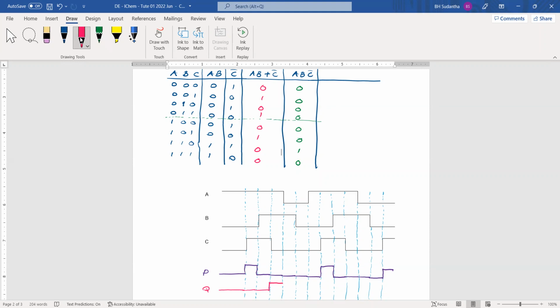1, 1, 0. And here, in this region, it's 1, 1, 0. It's 1. Here also we don't have 1, 1, 0. Here 1, 1, 1. Here 1, 1, 0. This again will be 1.